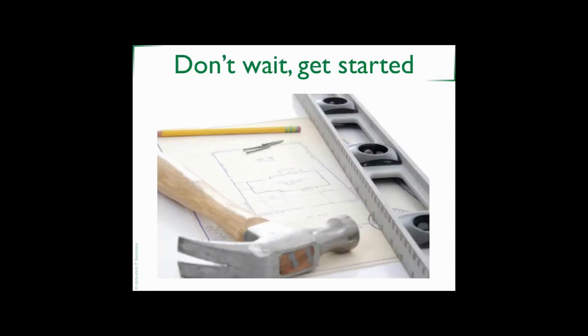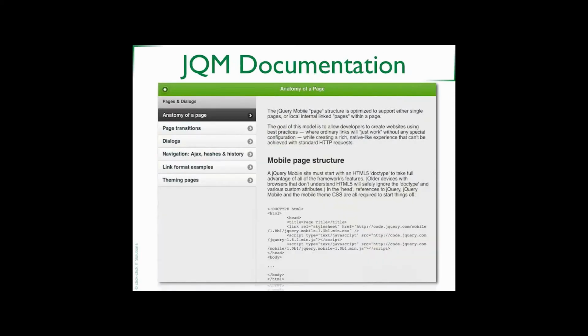But we don't want to wait. We want to get started. So it doesn't matter if Apex integrates jQuery Mobile with 4.1 or not, or even if you're still on Apex 3 or something like that. We do not need to wait. We can start right away to build mobile applications. And that's how it works.